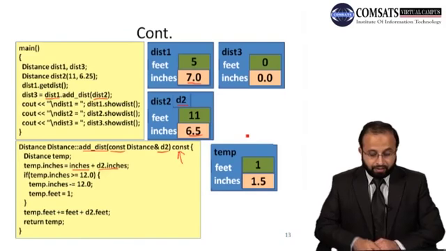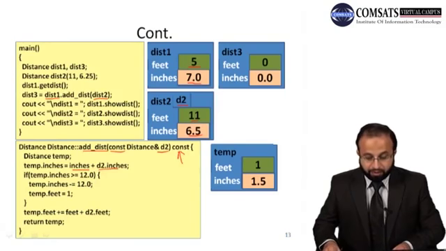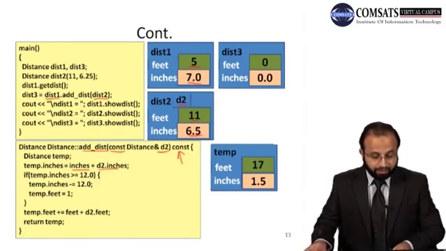Feet is actually the dest1 object's feet. This is 5. So 1 plus 5 plus d2.feet. So d2.feet is 11. So 1 plus 5 is 6, and 11 is 17. So 17 will be assigned to temp. And then the temp is returned. You can see the temp is returned.